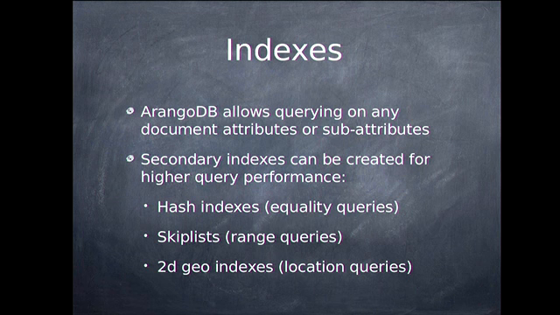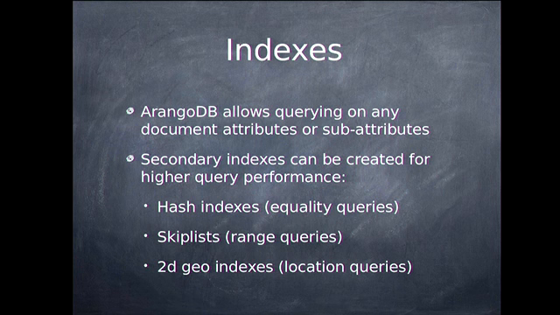ArangoDB doesn't only allow you to query like this, what you've seen before, by a unique key or by an example. You can also index your data if you want to. A document normally has more than one attribute. It has a lot of attributes. It can have sub-attributes, like nested attributes. And ArangoDB allows you to query your data by all of these attributes and sub-attributes. And to make it really fast, you can also index these attributes and sub-attributes.